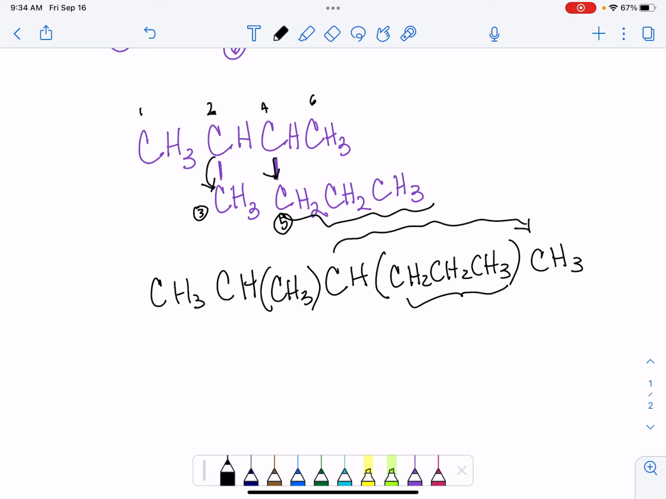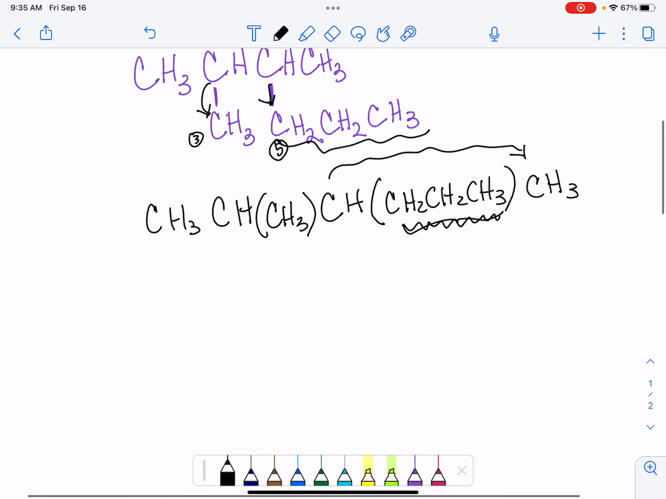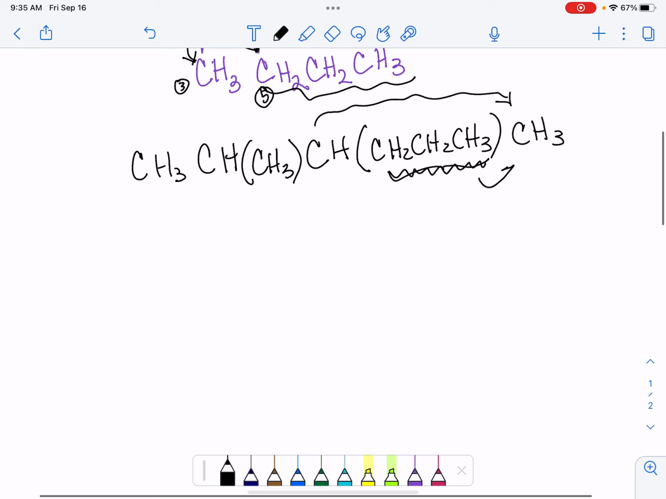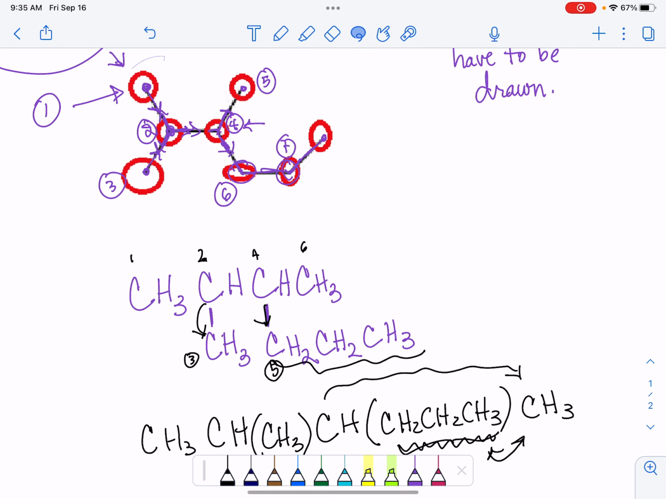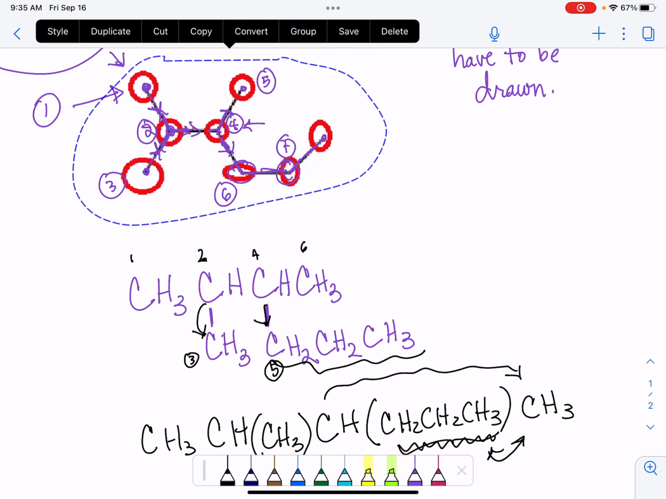Now, typically, if you remember the lessons about naming these, typically we want the longest chain to name it. So probably a better way to draw this condensed structure is to not have this longer chain hanging off, but instead have it part of the straight chain, in which case I'm just going to flip these two.